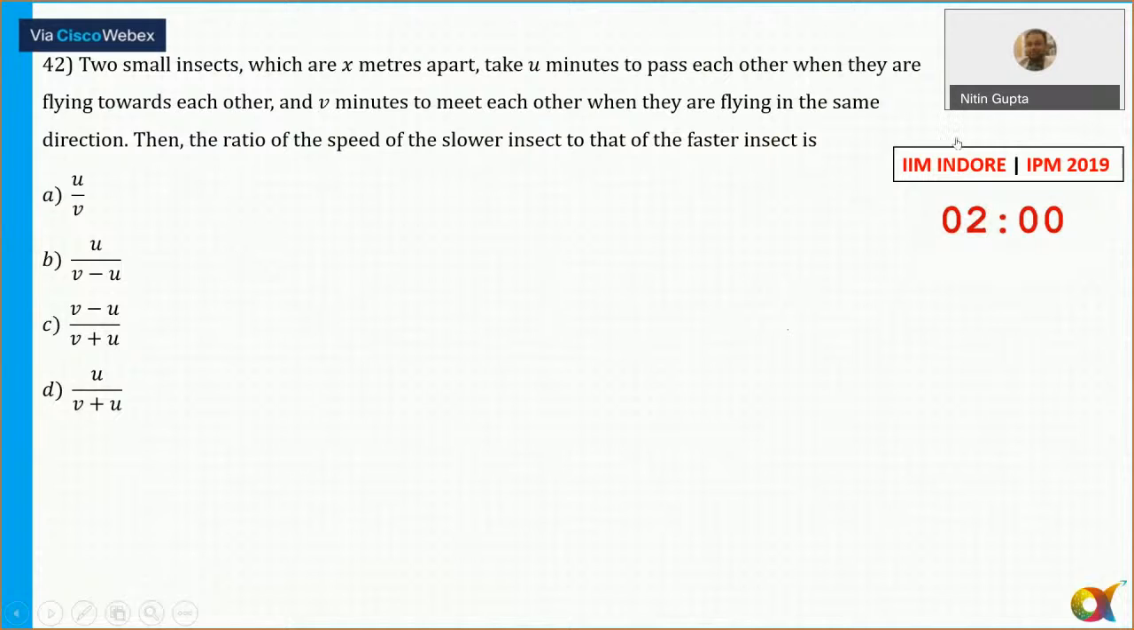Try question number 42, based on time, speed, and distance.